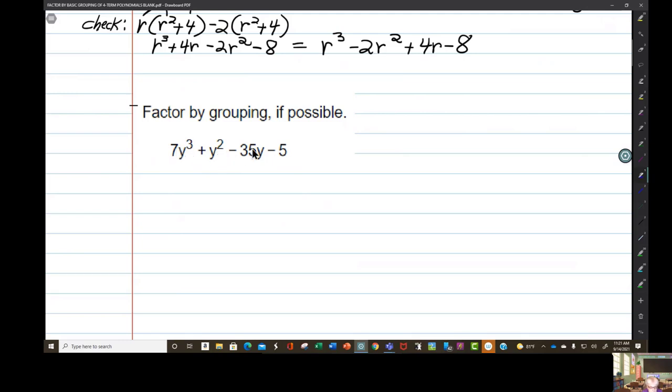Here we go. Step 1, check and see if there's a GCF in all 4 terms. There's a 7 in this term and in that term. There are y's in that term and that term and that term, but not in this term. And this term has a 5, that term has a 5, but these two don't. So step one, no GCF for all four terms.